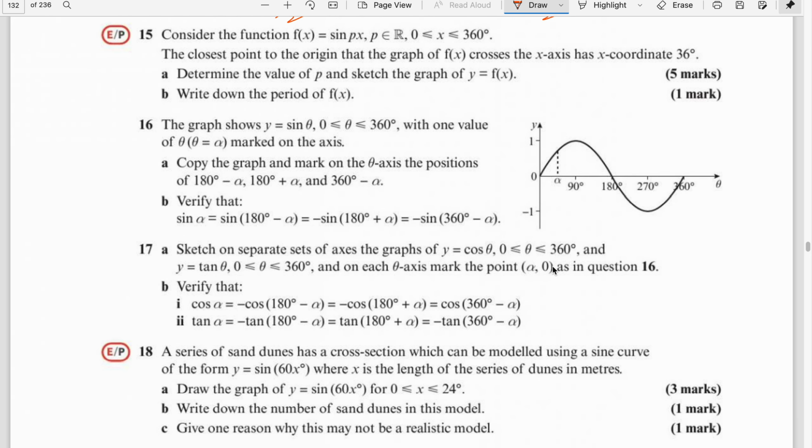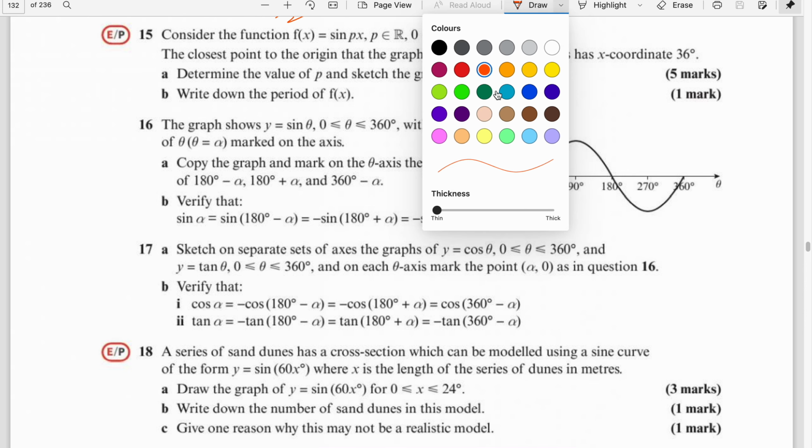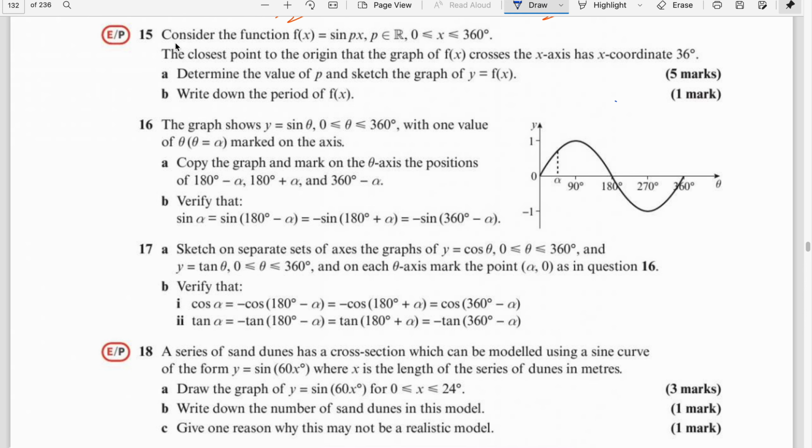Question number 15. Consider the function f of x is equals to sine px. P is a real number from 0 to 360, the closest point to the origin that the graph of f of x crosses the x-axis has coordinates 36 degrees. So determine the value of P and sketch the graph of f of x.